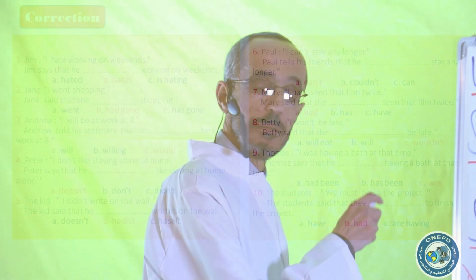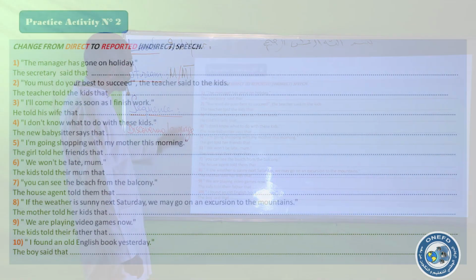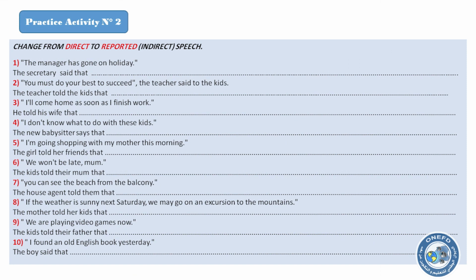This is for practice activity number 1. Let's go to practice activity number 2. Change from direct to reported speech. You have a direct speech sentence, transform it into a reported speech sentence. I'll give you another 5 minutes to do that, and we will correct that all together.